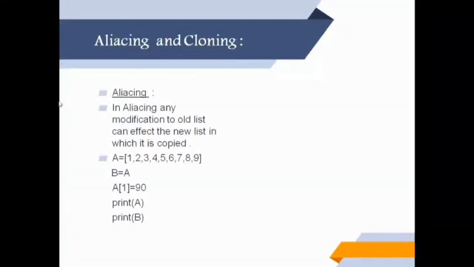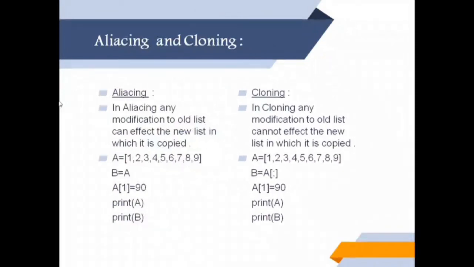Now let us see cloning. In cloning, any modification to the old list cannot affect the new list in which it is copied. In aliasing, it can affect the new list, and in cloning, it cannot affect the new list.